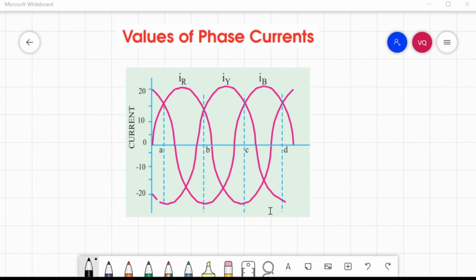Therefore, phase R carries current inwards whereas Y and B carry currents outwards. Similarly, at point D, IR is equal to 0, IB is 17.3 and IY is negative 17.3 amperes. In other words, current is flowing outwards from phase B and returning via phase Y. In addition, it may be noted that although the distribution of currents between the three lines is continuously changing, yet at any instant, the algebraic sum of the instantaneous values of the currents is 0.